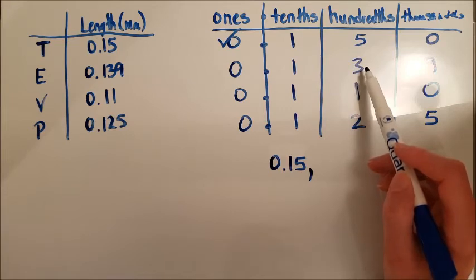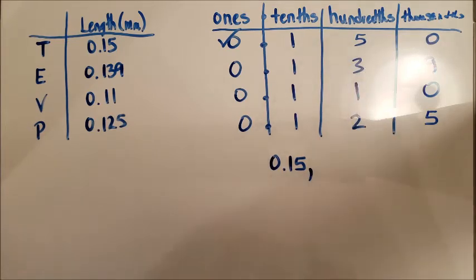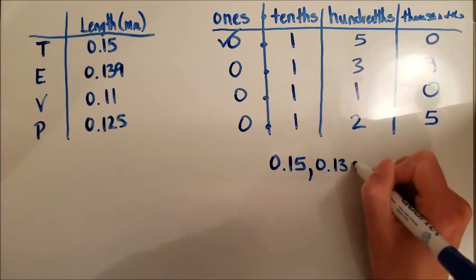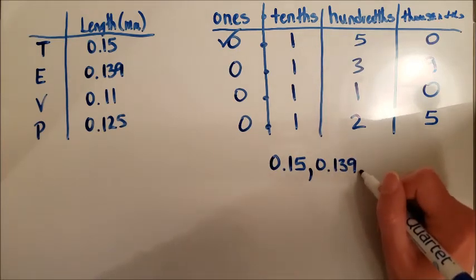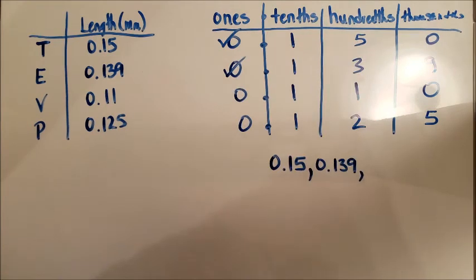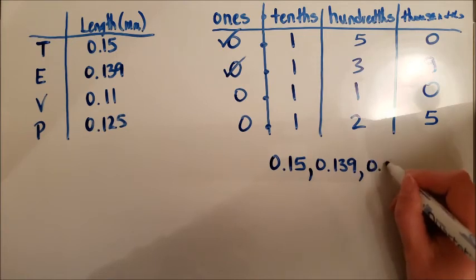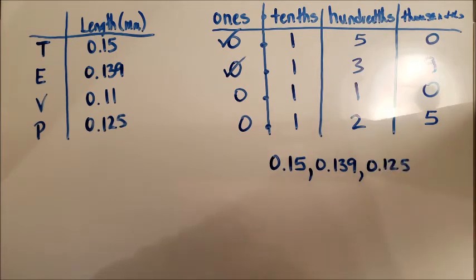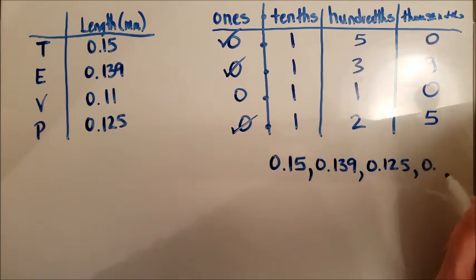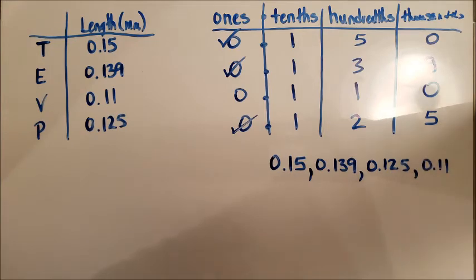So I have the euglena, which has a 3 in the hundredths position, so 0.139 would be the next biggest. Check mark. Then I have a 2 in the hundredths position, so 0.125 is going to be my next biggest. And last but not least is my little vorticella, who is only 0.11 millimeters long. So that's one way that we can use place value to get an idea of which number is bigger or smaller.